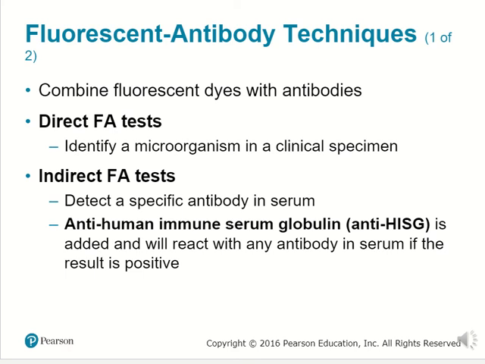Fluorescent antibody techniques. Well, this is when you're going to involve a fluorescent dye to determine the presence of antibodies, or you're going to combine fluorescent dyes with antibodies. A direct fluorescent antibody test is used to identify a microorganism in a clinical specimen. Whereas indirect fluorescent antibody techniques detect a specific antibody in a serum. For example, anti-human immune serum globulin, anti-HISG, is added and will react with any antibody in the serum if it is positive or present.